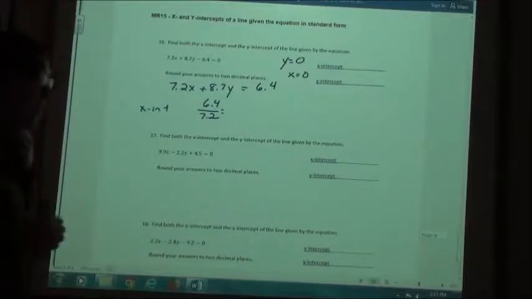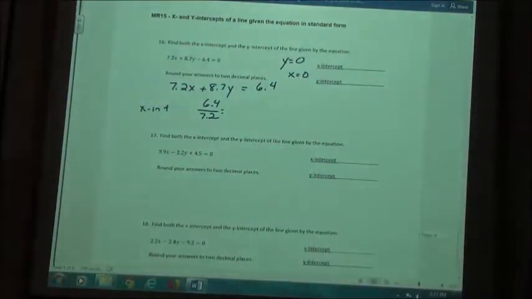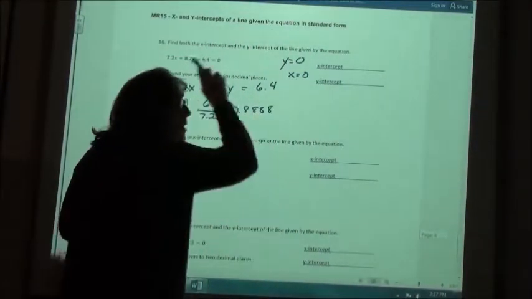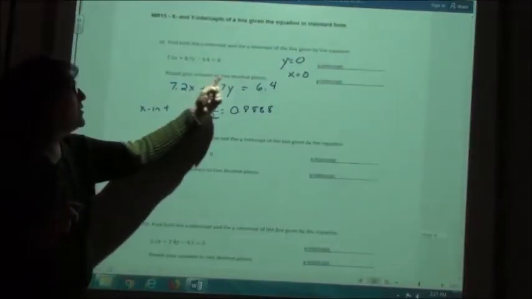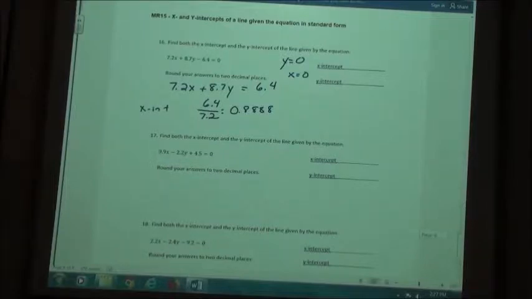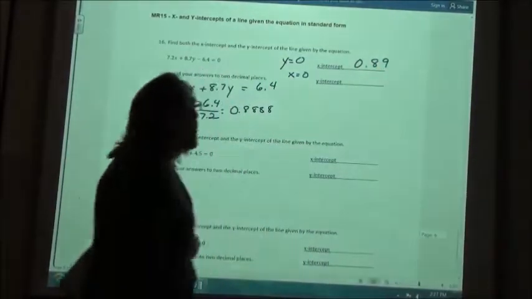And you came up with 0.88888888, right? Yep. We want to round our answer to 2 decimal places. That means 2 places after the decimal. So we would round that off to 0.89, right?